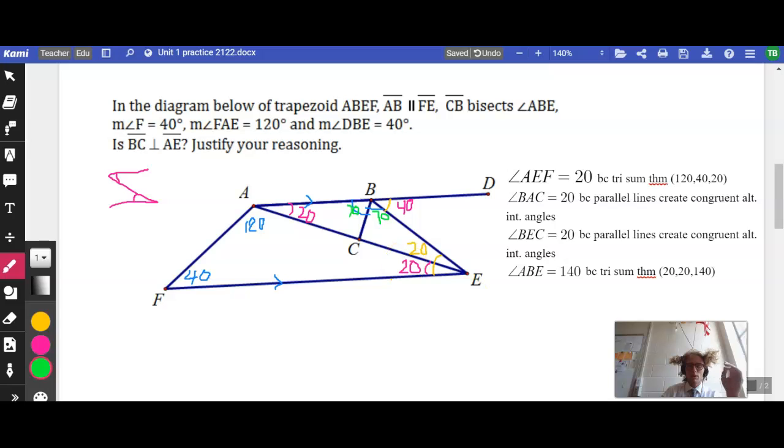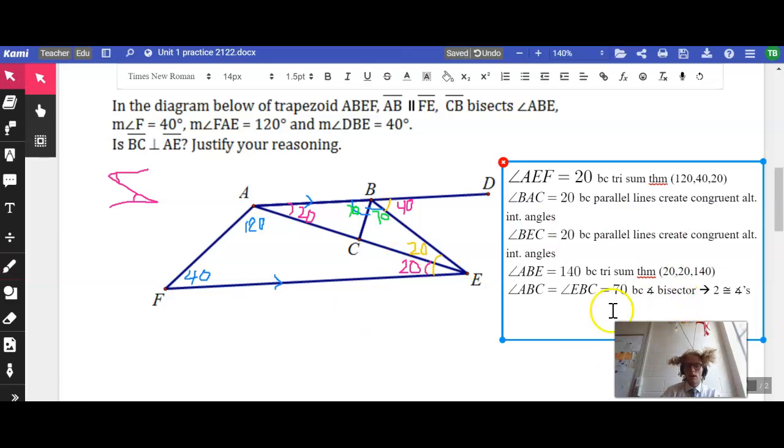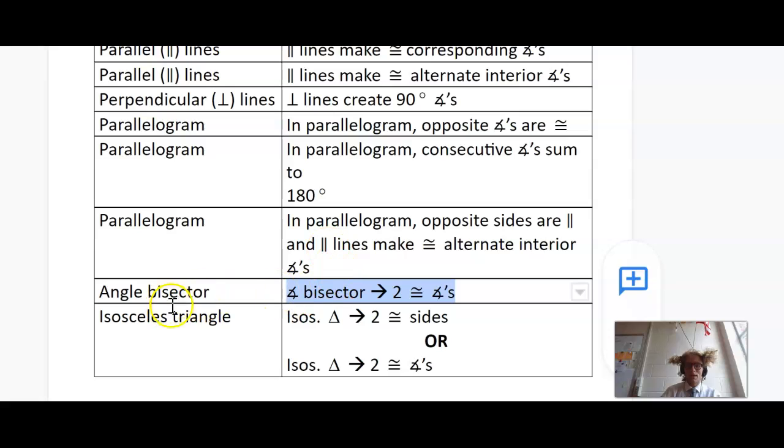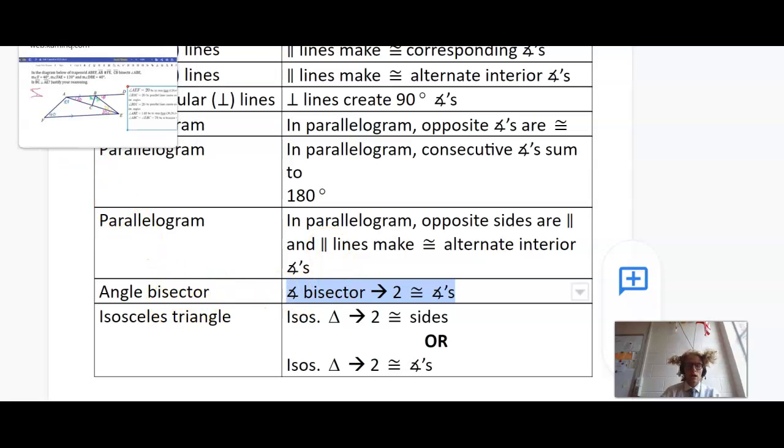Okay, so I'm going to put in the reasoning for that. Here we go. There you go. So ABC, which is this angle, equals EBC, which is this angle, and they both equal 70 because if you have an angle bisector, then you have two congruent angles. I literally just copied and pasted that from the angle bisector part of your justifications page, which should now be on your website.